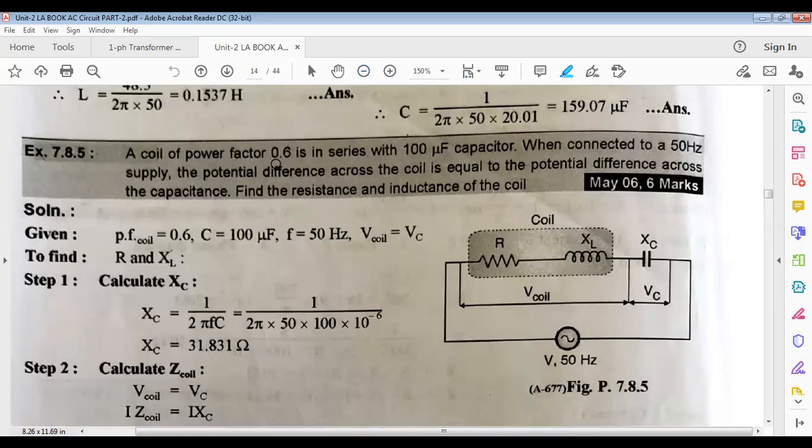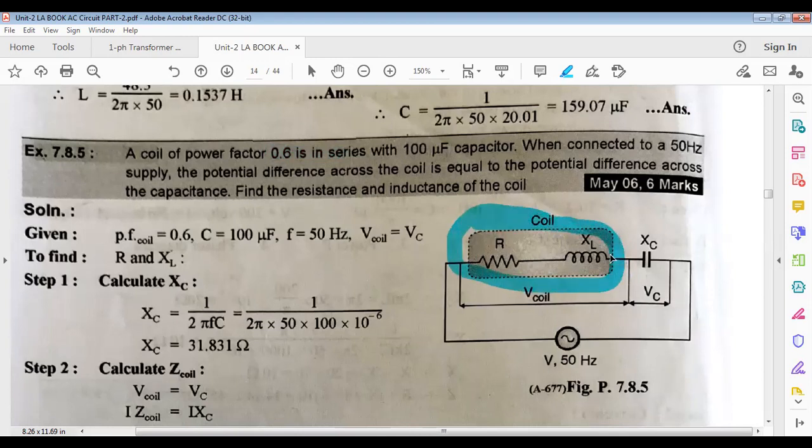A coil of power factor 0.6. Power factor of coil is not 0, which means the coil is not purely inductive. Power factor of the coil is mentioned as 0.6, meaning there is a resistance and inductance. Otherwise, if it is a purely inductive coil, you know the phase difference is 90 degree and cos of 90 degree is 0. So power factor is not 0, it's 0.6. What does it mean? That some resistance is also there. You have to consider it for the coil.